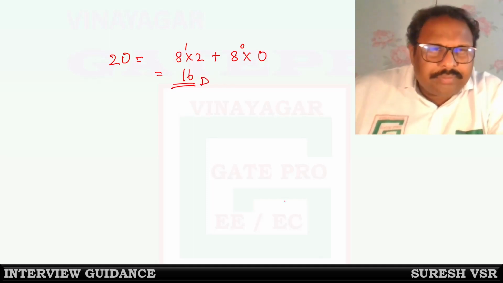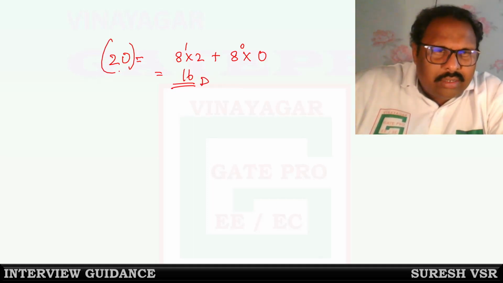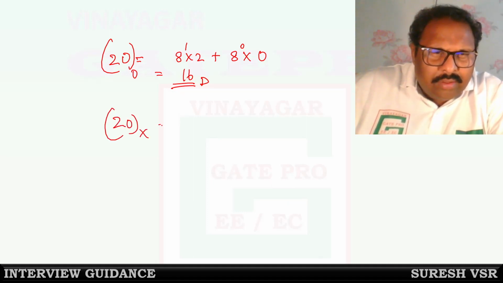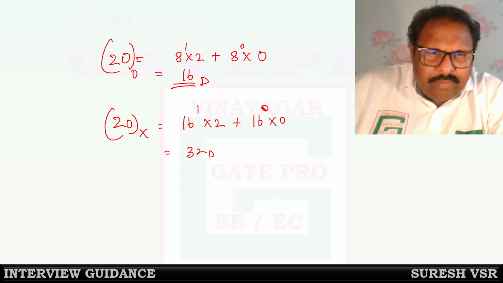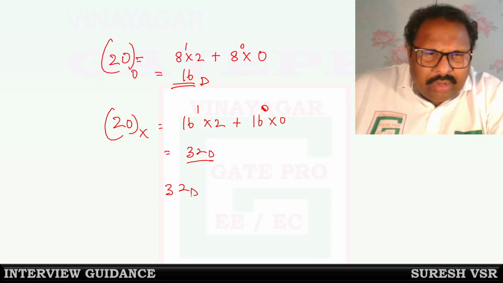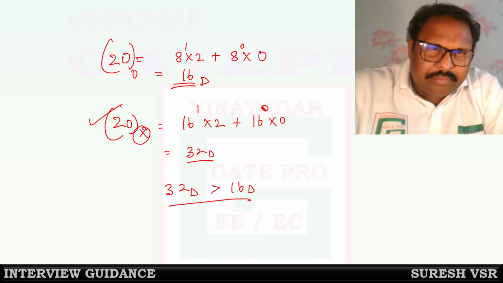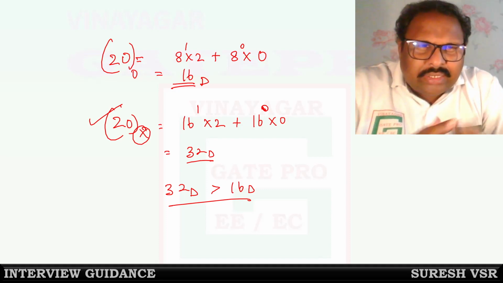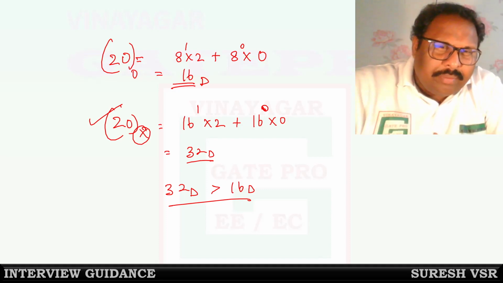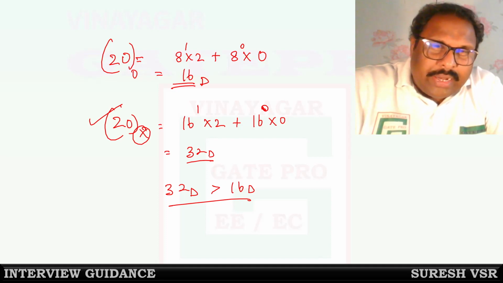16 in decimal. So 20 in octal is 16 in decimal, whereas the same 20 in hexa is 16 power 1 into 2 plus 16 power 0 into 0, which should give you 32 in decimal. So clearly 32 in decimal is greater than 16 in decimal. So since the base is larger and the number being the same, and it's a 2-digit number, 20 in hexa is obviously greater.